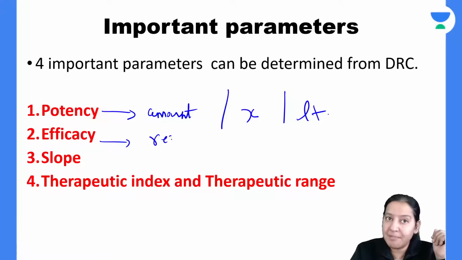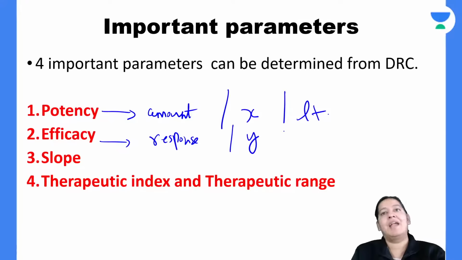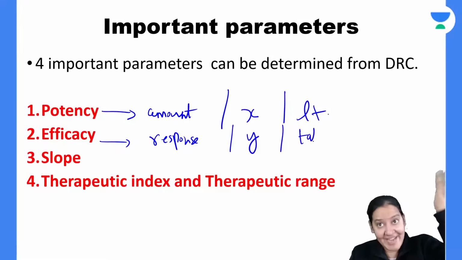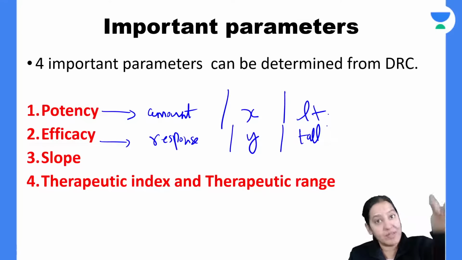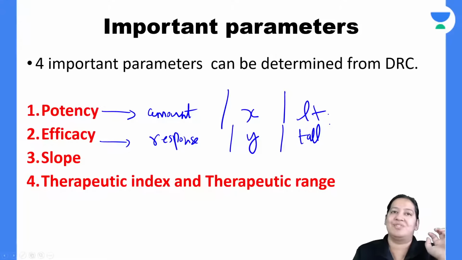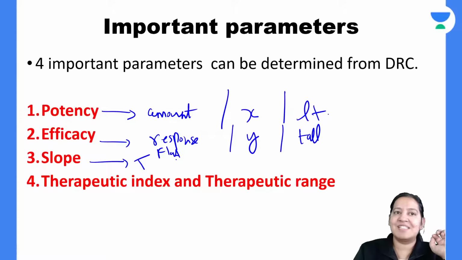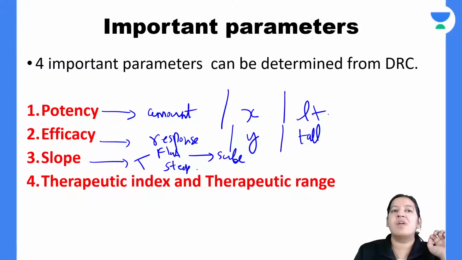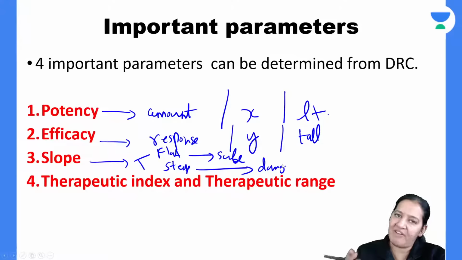Efficacy is the maximum response the drug can produce, right? It is measured on the y-axis, and the rule says the taller the peak of the drug, the more efficacious it is. Slope: there are two types, flat slope and steep slope. The drugs with a flat slope are safe and the drugs with a steep slope are dangerous. So you should know the list of drugs with flat and steep slopes.